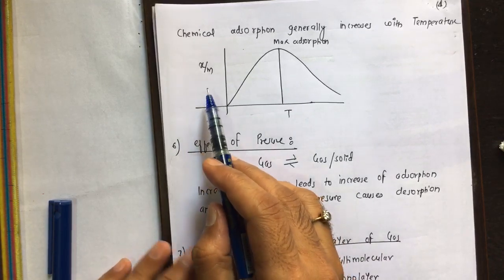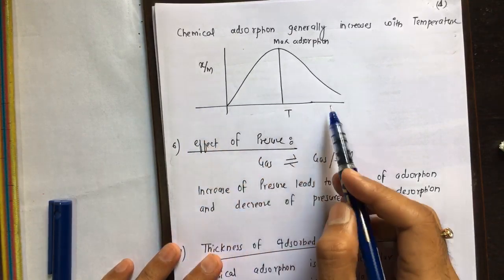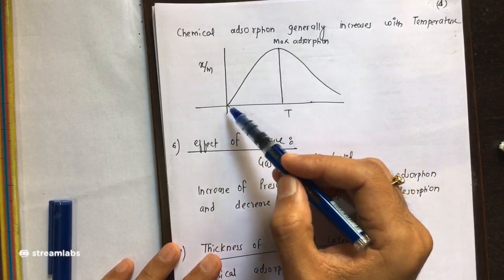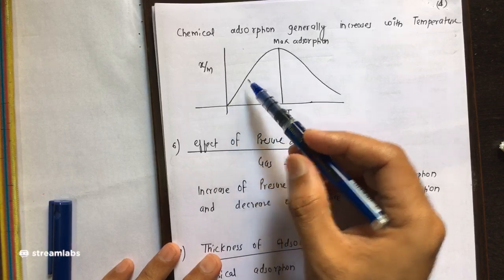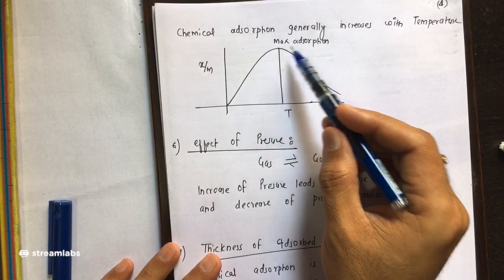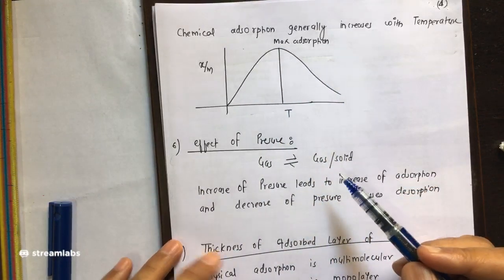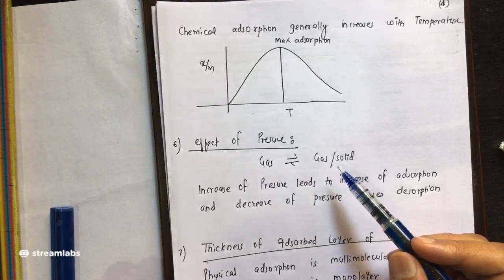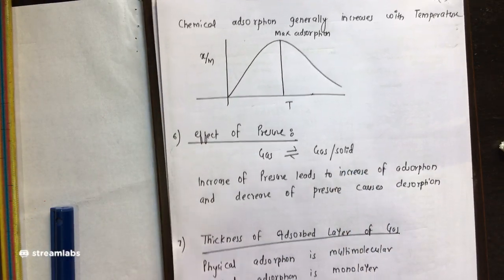So this is the extent of adsorption and this is temperature. Maximum adsorption takes place at this point. Here the extent of adsorption increases with increase in temperature and goes to the maximum, and later it has been observed that the extent of adsorption goes on decreasing. So this is what we have discussed.